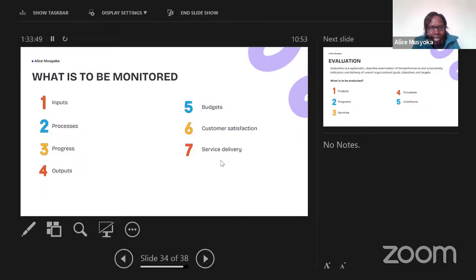We need to monitor service delivery because if we don't deliver goods and services in a timely manner, then we cannot satisfy our customers. Because much as we talk about cost, we talk about quality, delivery is key when it comes to productivity. The QCD: quality, costs, and delivery. So service delivery. If we are in a manufacturing industry, then we need to monitor the delivery of our products.